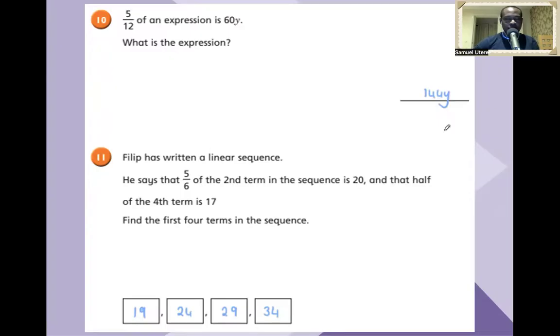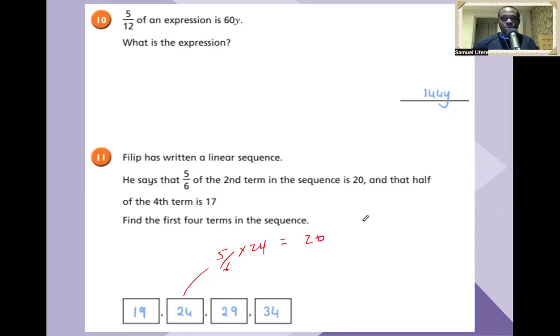And then question 11. Philip has written a linear sequence. He says that 5/6 of the second term in the sequence is 20, and that half of the fourth term is 17. Find the first 4 terms in the sequence. So 5/6 of the second term. 5/6 of 24 is 20, because 24 divided by 6 is 4, and 4 times 5 is 20.